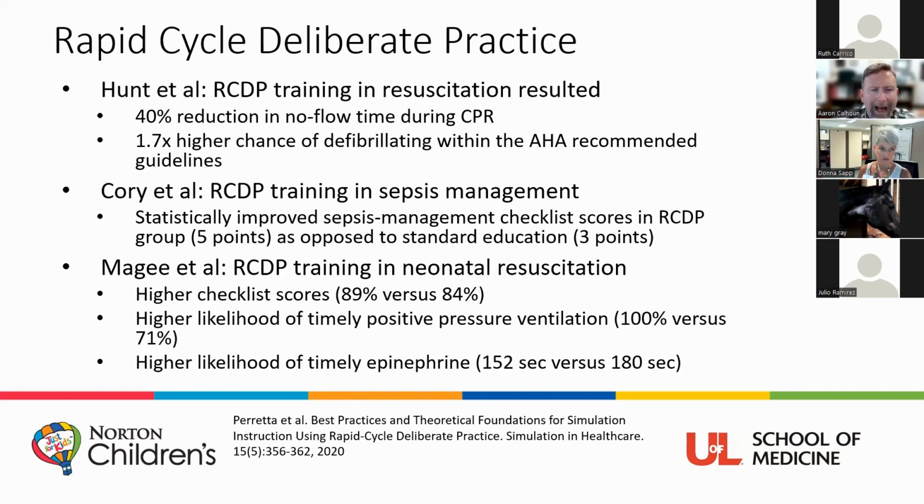I'd like to get into some evidence now to show that this is useful. Here are several studies that look at rapid cycle deliberate practice. Betsy Hunt did RCDP training for resuscitation, and they were able to achieve a 40% reduction in no flow time during CPR, which is huge, and an almost 2 times higher chance of defibrillating within AHA recommended guidelines. Corey did the same for sepsis management and was able to have some significant improvements in sepsis management checklist scores. And then McGee looked at this in neonatology and was able to also show some improvement in resuscitation checklist scores, as well as likelihood of administering timely positive pressure ventilation, 100% versus 71%, and epinephrine.